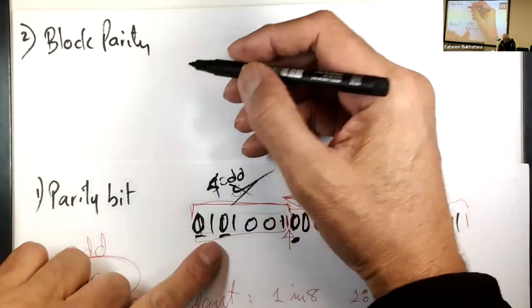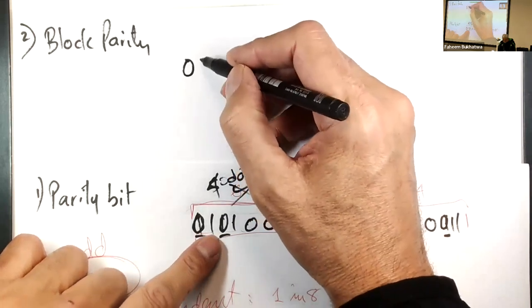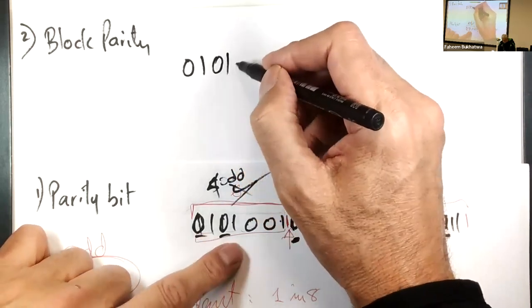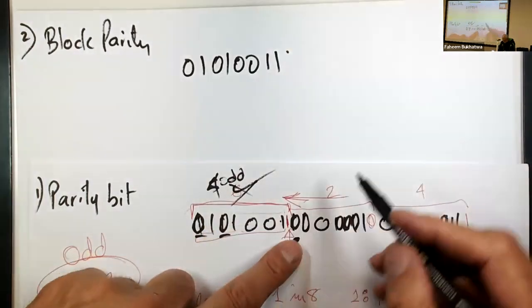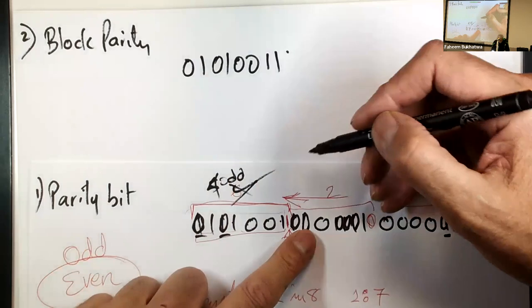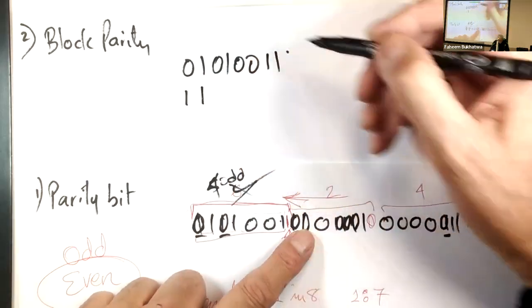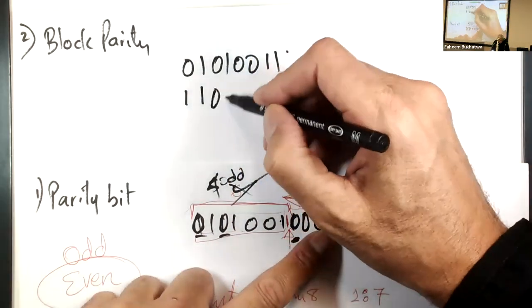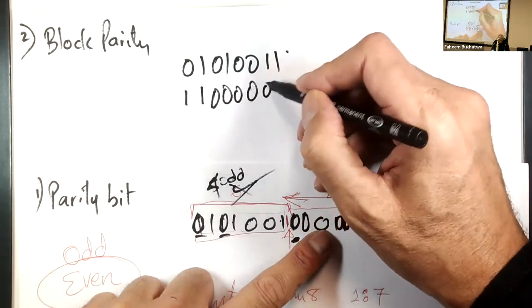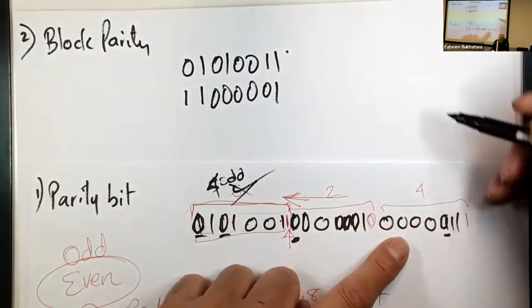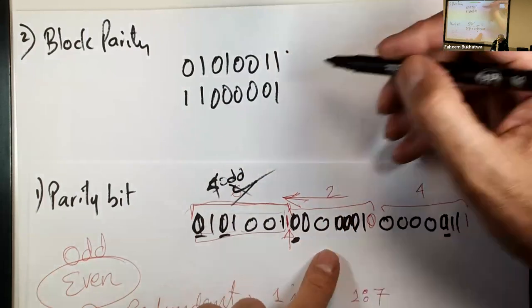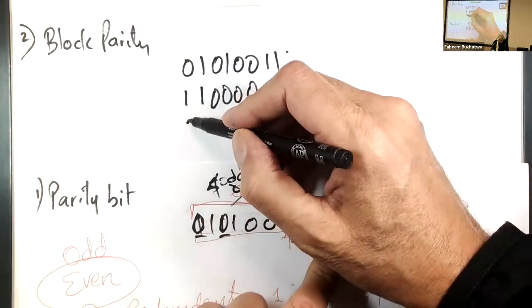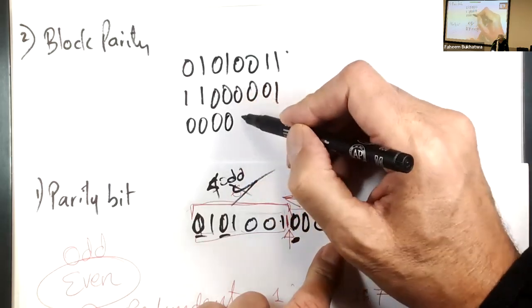So it's the same bits here. I'm going to have 0, 1, 0, 1, 0, 0, 1, 1. And the next byte is 00. Oh, I'll put 11. Lots of zeros, 2, 3, 4, 5, and 1. And 2, 4, 5, 6.